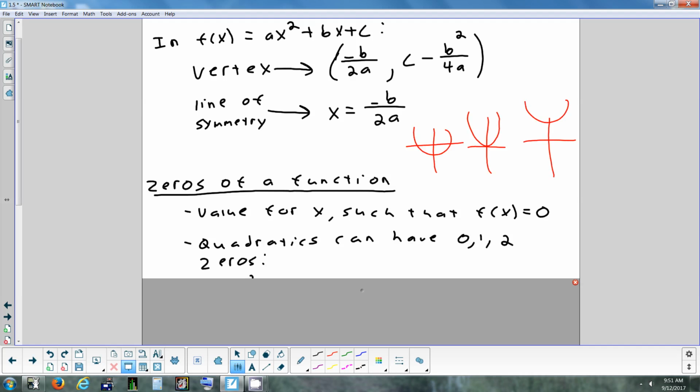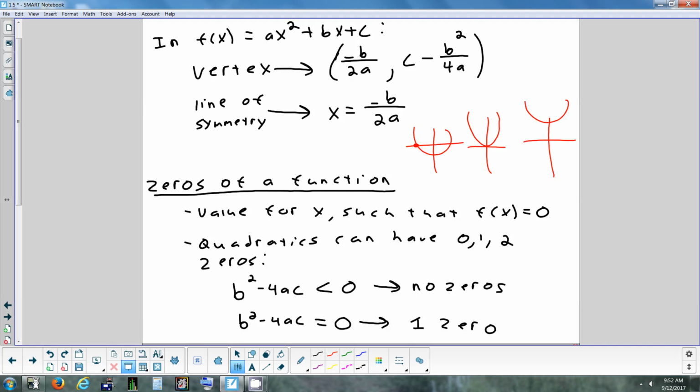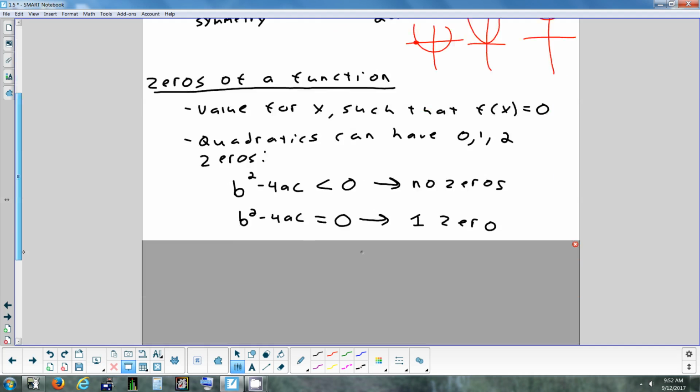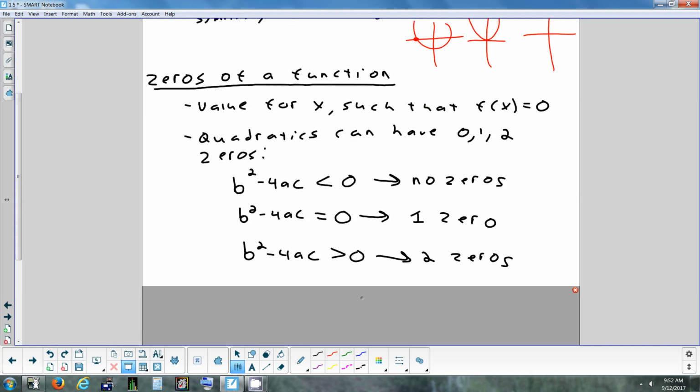So where it crosses the x-axis, we call that a root or a zero of a function. There's some x value right here that you could plug in, and when you do, you would get 0 for y. So it's a value for x such that when you plug it in, you get 0 for y. And quadratics can have 0, 1, or 2 roots or zeros.